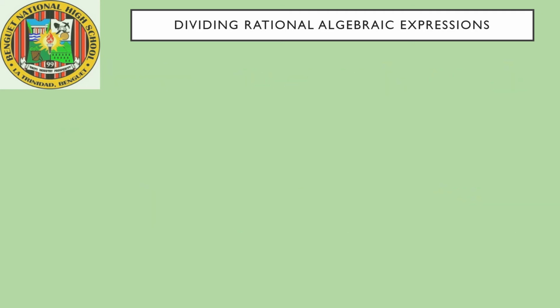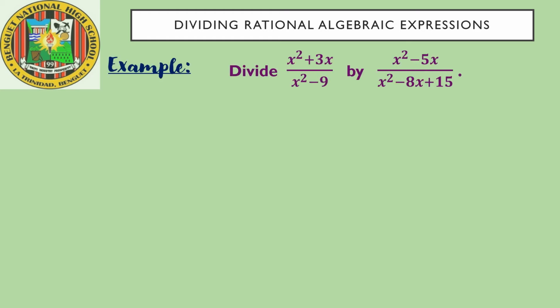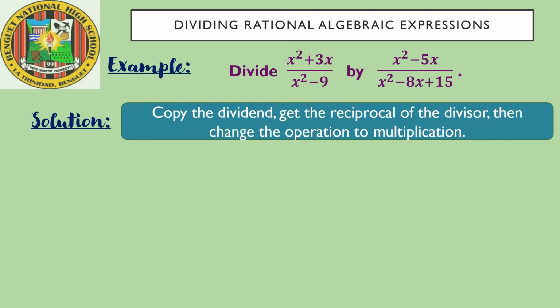Let's take a look at our next example. We are going to divide x squared plus 3x over x squared minus 9 by x squared minus 5x over x squared minus 8x plus 15. We begin by copying the dividend, getting the reciprocal of the divisor, then changing the operation to multiplication.